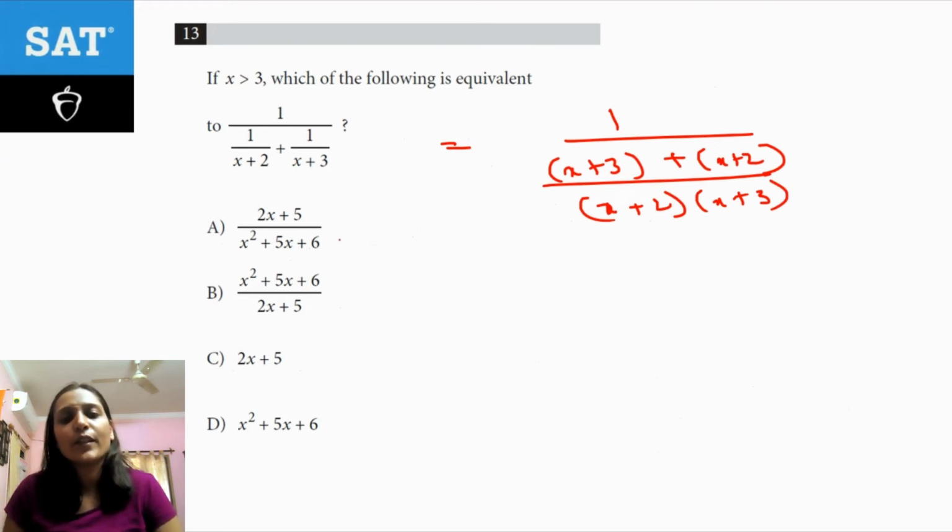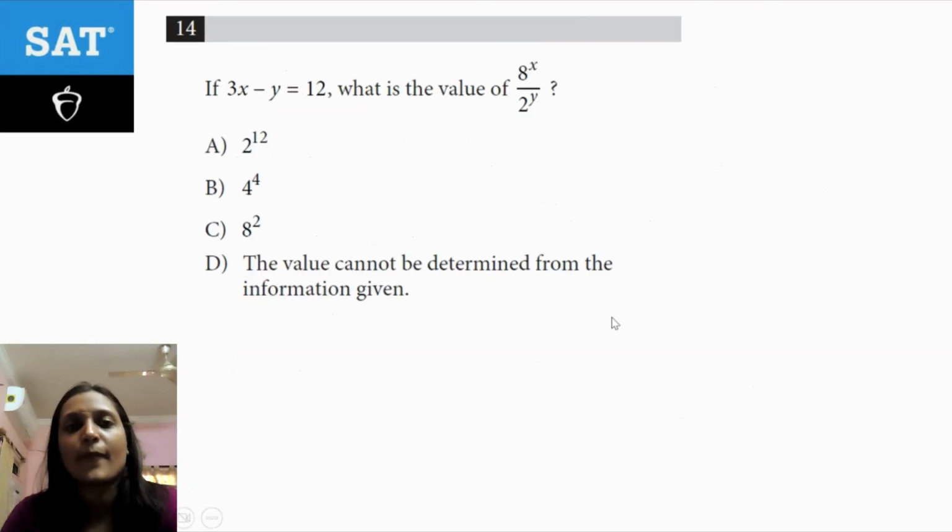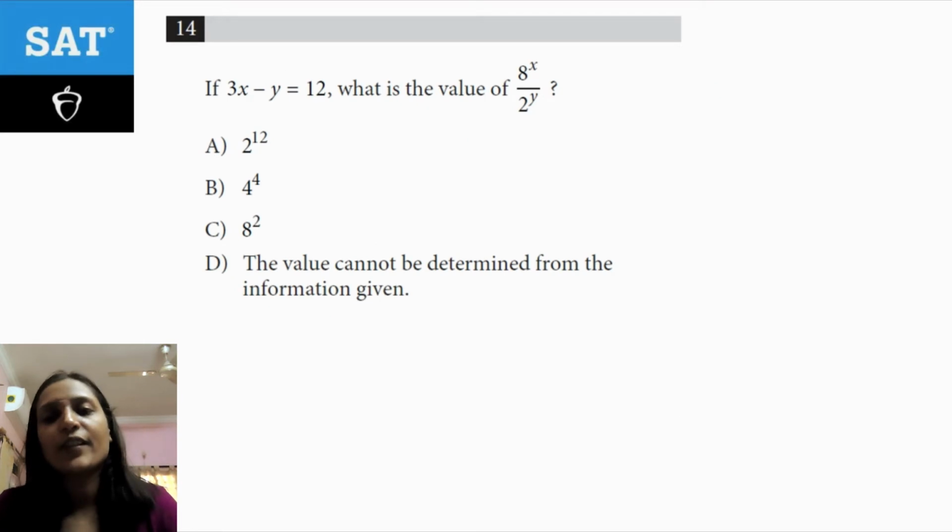So this is the only one which has factors 2 and 3 in the denominator, whereas here the factors are in the numerator. If you look carefully, this is eventually going to go on the top, so your answer should be B. All right, let's move to the next question now.